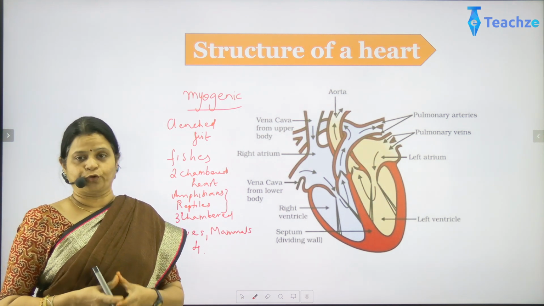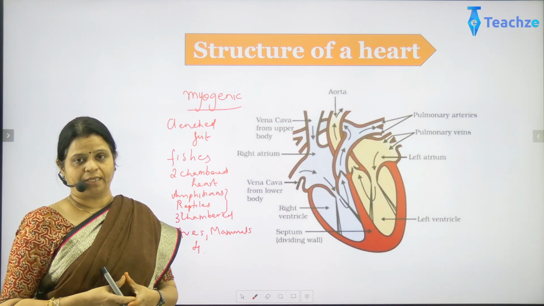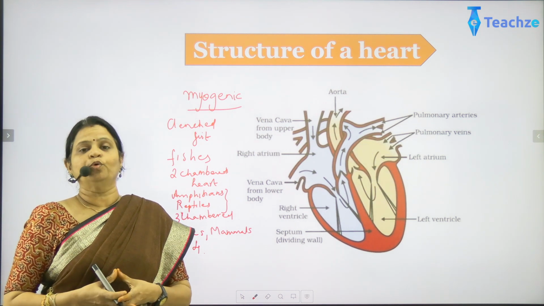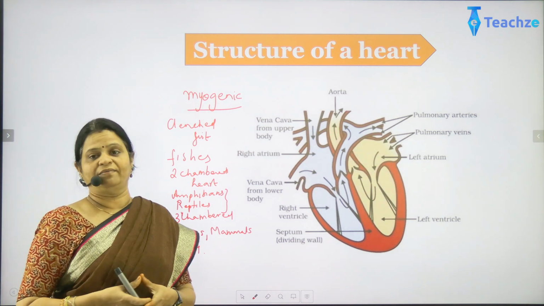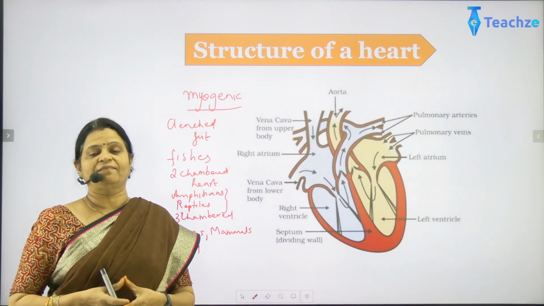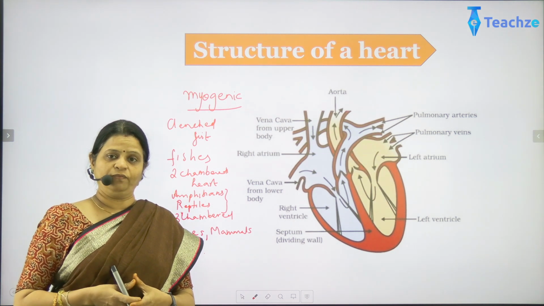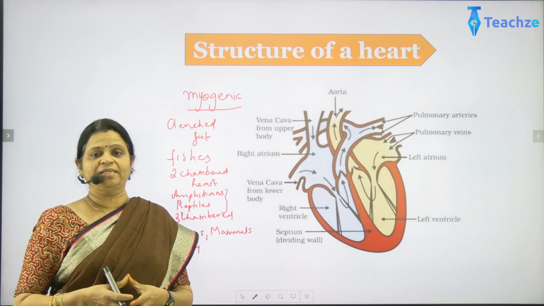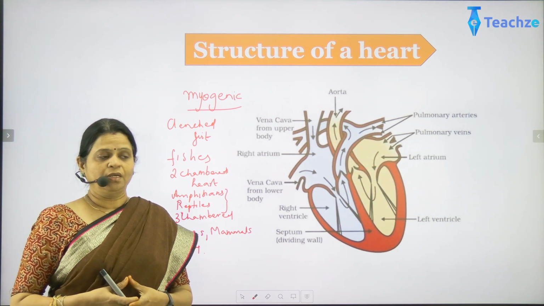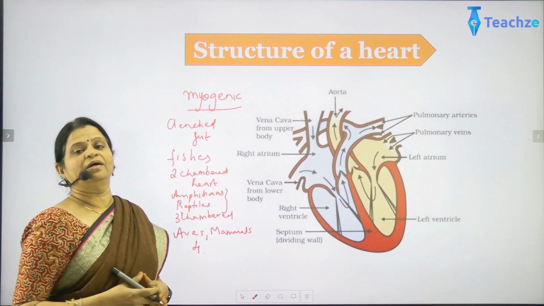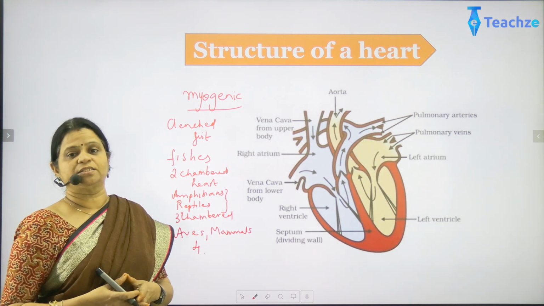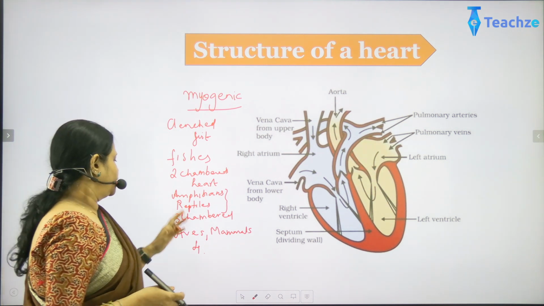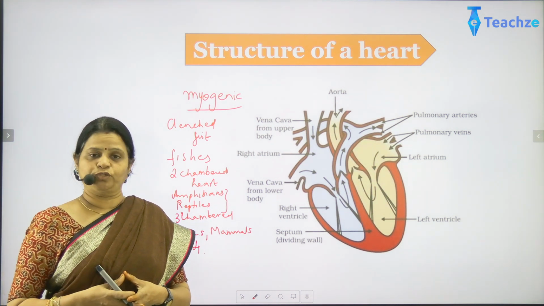Now I said amphibians and reptiles mostly have a three-chambered heart. But in the case of crocodiles, you have a four-chambered heart, because crocodiles spend most of their life in water. We all know that oxygen levels are very low in water as compared to land, so crocodiles need a much more powerful structure. So they do have a four-chambered heart. Except crocodiles, all the other reptiles have a three-chambered heart. Aves and mammals all have a four-chambered heart.